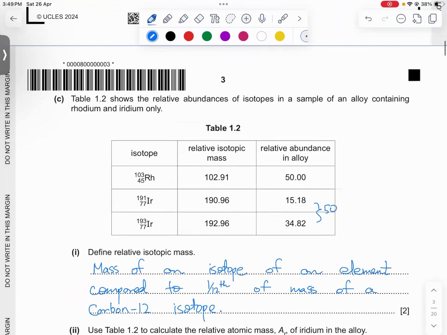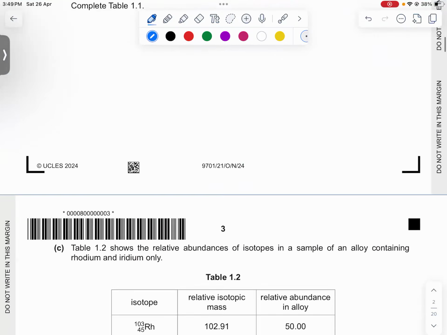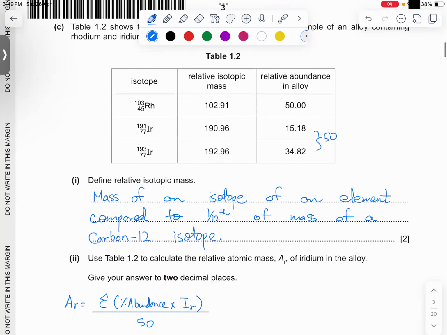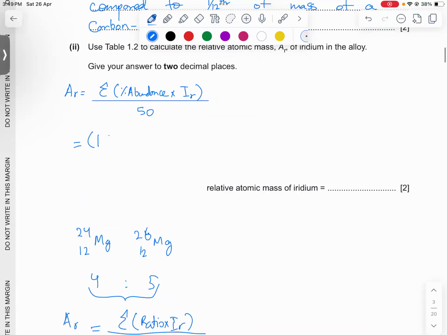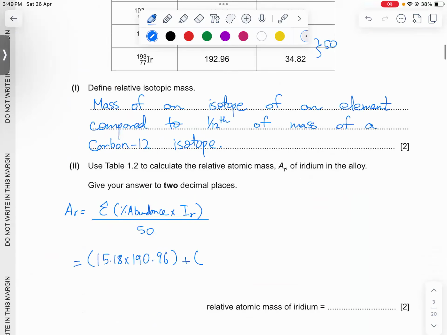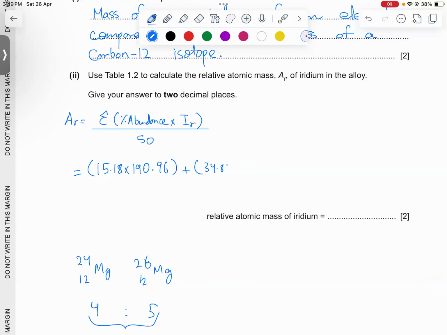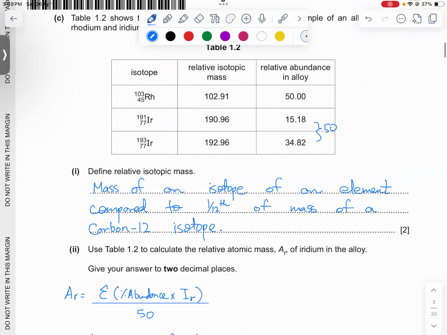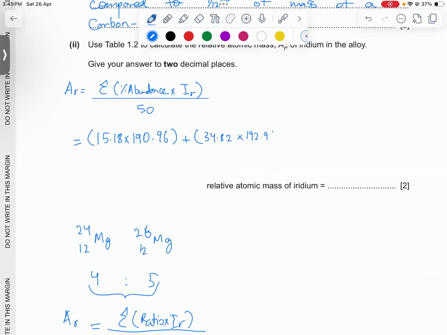One bracket we will make of the 15.18 190.96 isotope. So 15.18 multiplied by 190.96 plus bracket. The second one is 34.82 multiplied by 192.96 and divided by 50. All right. So beta, I need the complete answer to it.